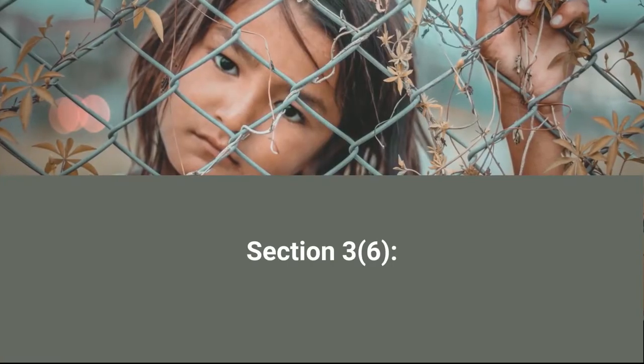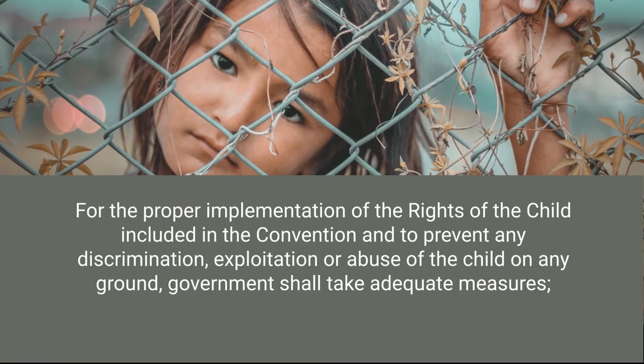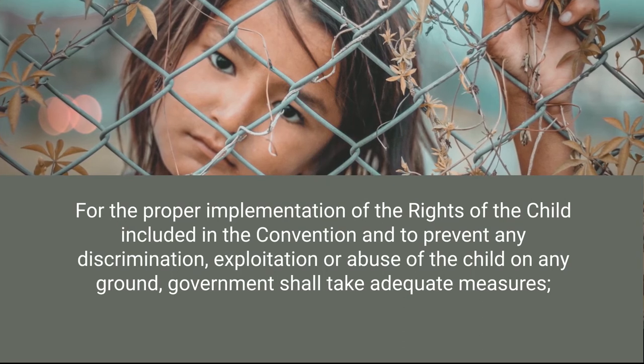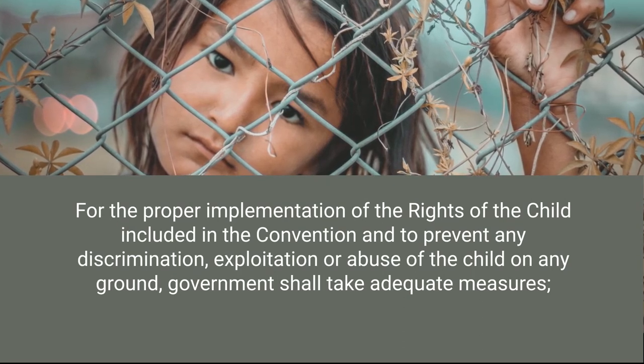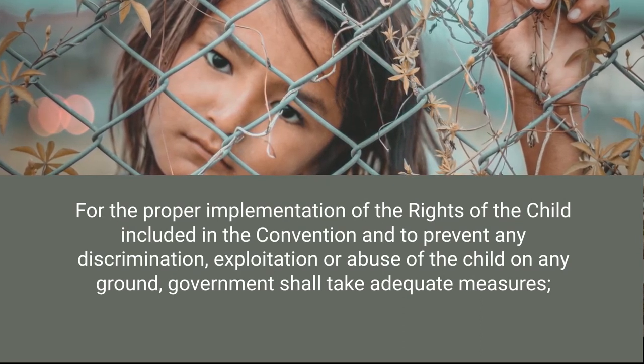Then Section 3.6 talks about the proper implementation of the rights of the child included in the Convention, and to prevent any discrimination, exploitation or abuse of the child on any ground, the government shall take adequate measures. This is also very important, that you have referred to the Convention on the Rights of the Child, and you say that the proper implementation of the Convention should be reflected in this section and in this legislation.